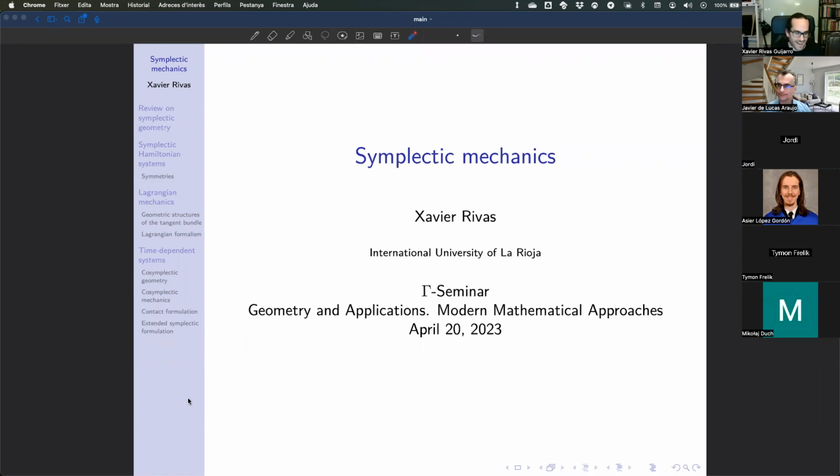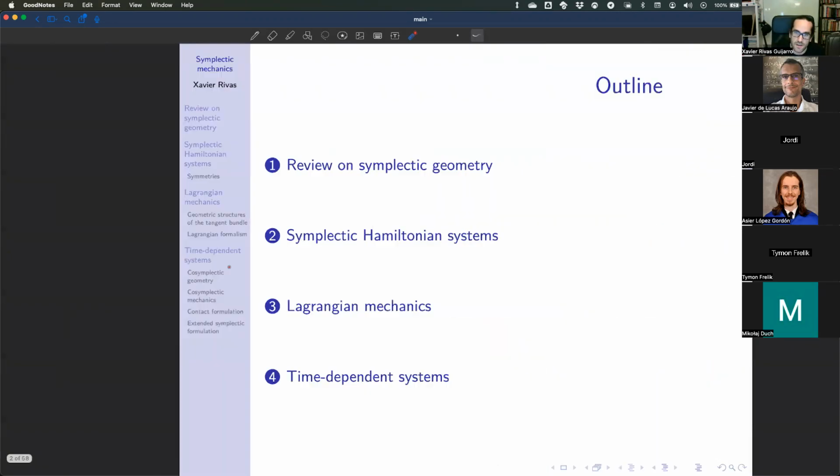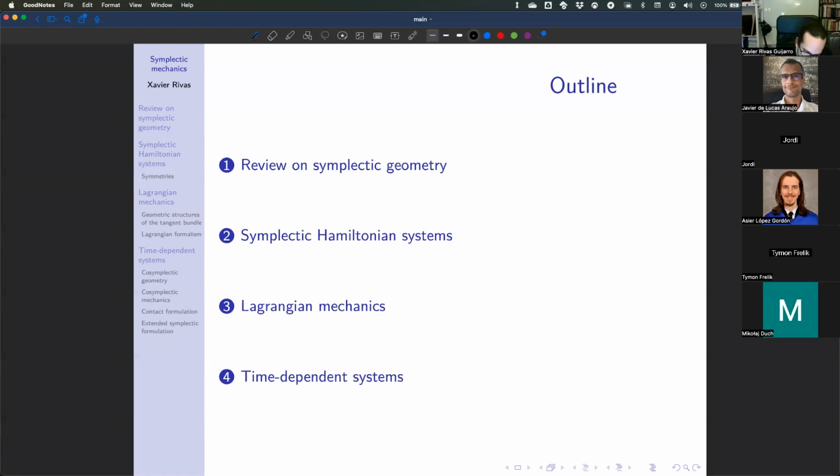Thank you, Javi. As you said, I will be talking about symplectic mechanics, but not only that. As you can see in the outline here, I'll try to cover time-dependent systems, not only symplectic ones. But we'll begin with symplectic mechanics, of course. I will rely on everything you said during your lectures on symplectic geometry and symplectic Hamiltonian systems.